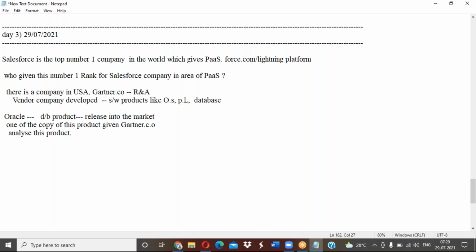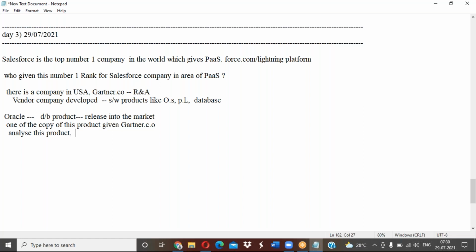And they will tell, if you are using this product, you will get this kind of benefits, this kind of advantages, and also this kind of limitations of this product. Like that, Gartner and Company completely scrutinize this product, guys, and they will publish it in the newspaper. And this product is going to release in the market. If you are using this product, you will get this kind of advantages. If you are using this product, you will get this kind of problems. Like that, everything they will analyze. Do all of you understand? Clear this point?